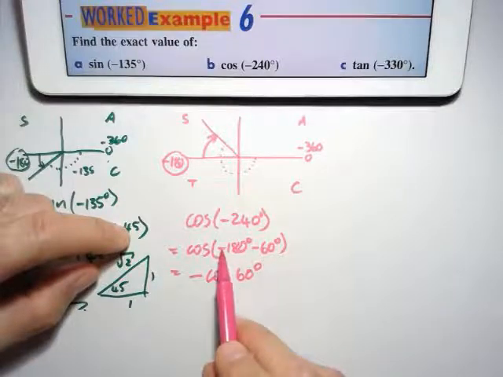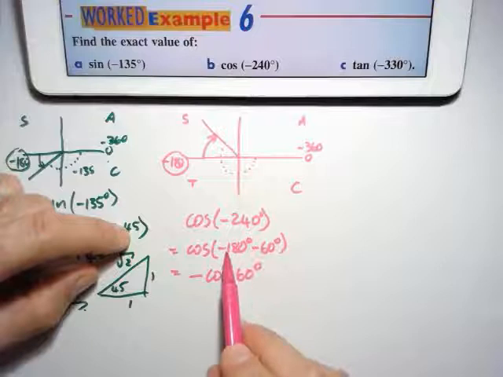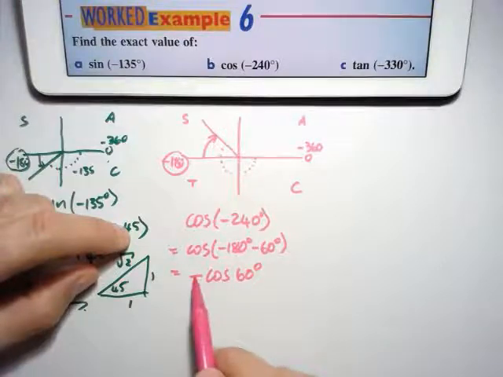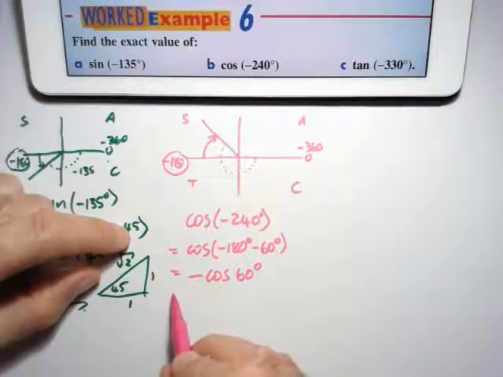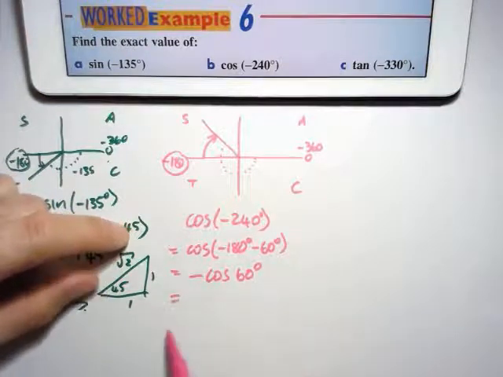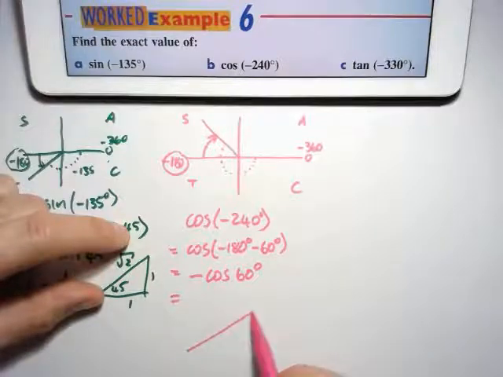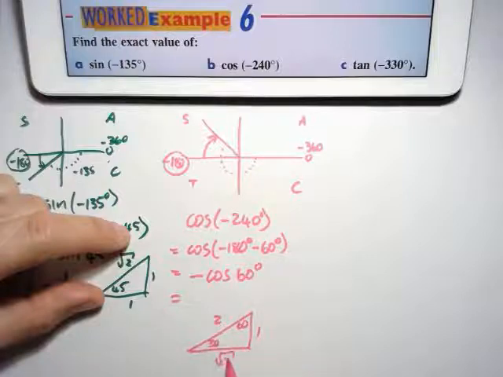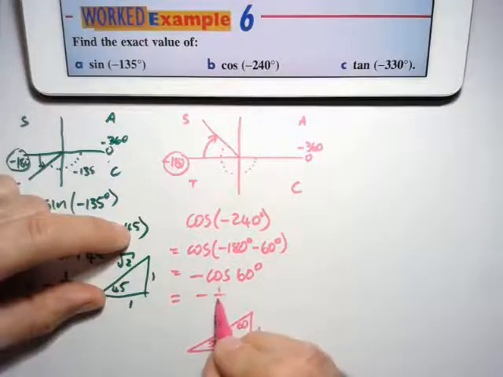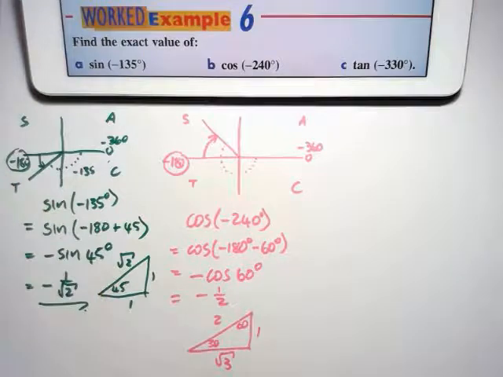Please notice that this negative and this negative have got nothing to do with each other. This sign all depends on which quadrant I'm ending up in. So cos 60 equals, and if I do my 30, 60 degrees triangle down here for space, if this is 30 and that is 60, then this is 1, 2, square root 3. So it's going to be negative, there's 60. Cos is adjacent over hypotenuse, so it's 1 over 2. So the answer is negative a half.